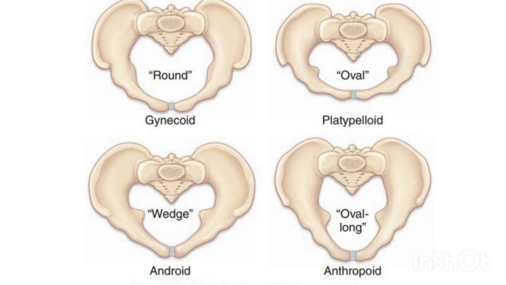So I talk and say this gynaecoid is a very common type of pelvis. It happens in about 50% of females, so it's present in 50% of females. The next part is the platypelloid. The platypelloid is oval in shape.